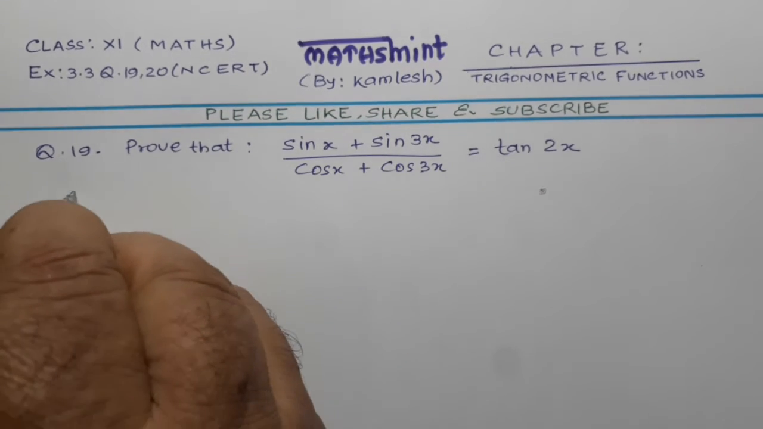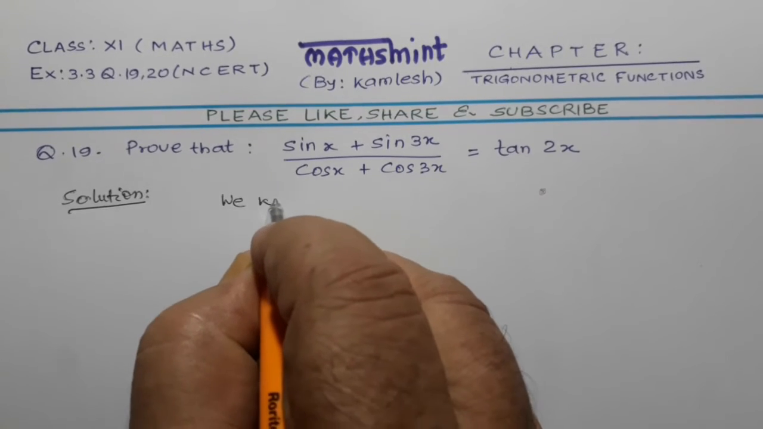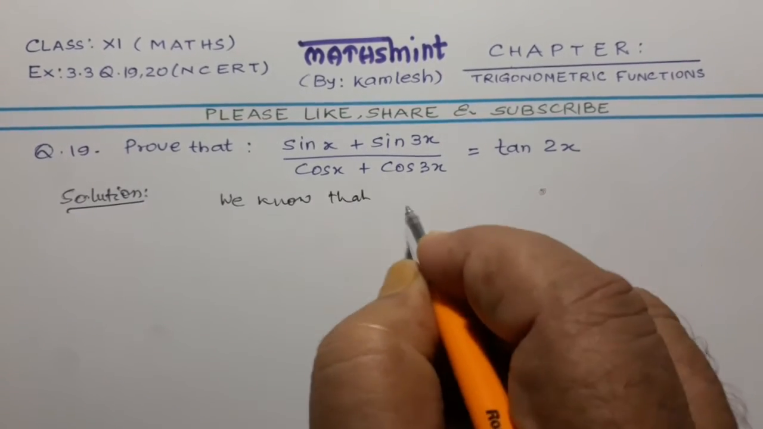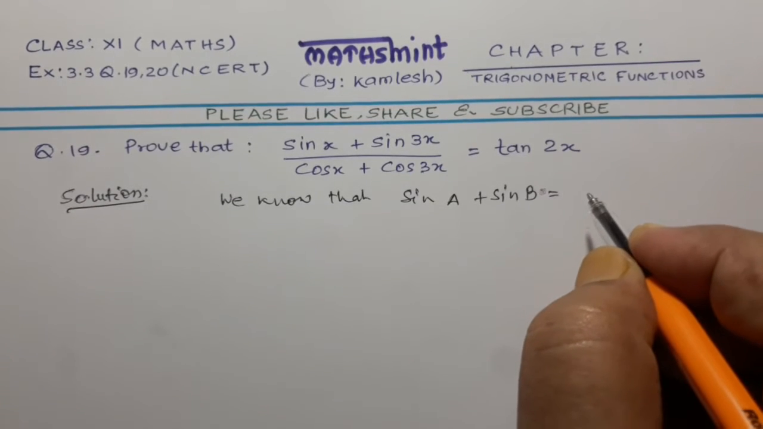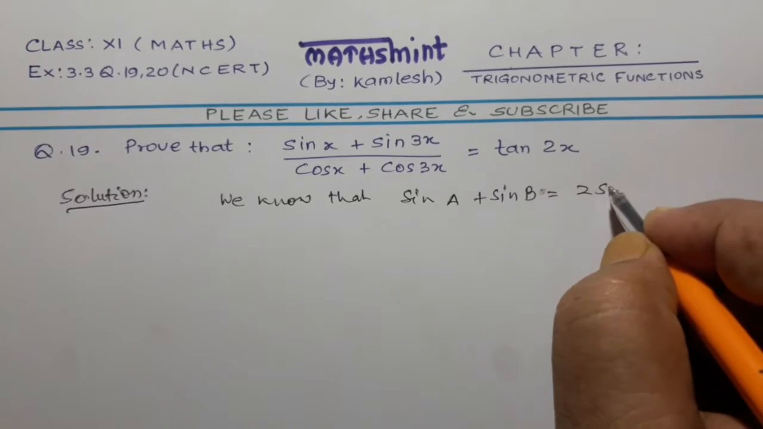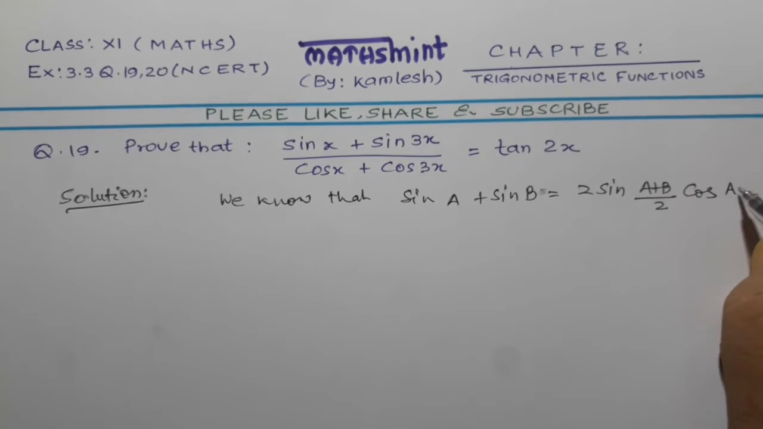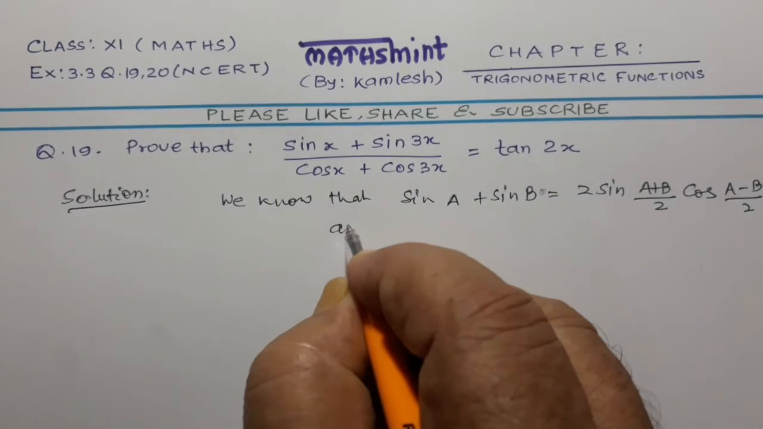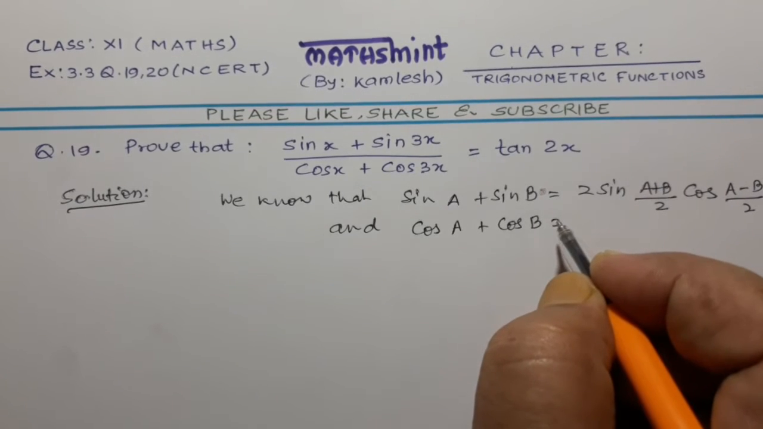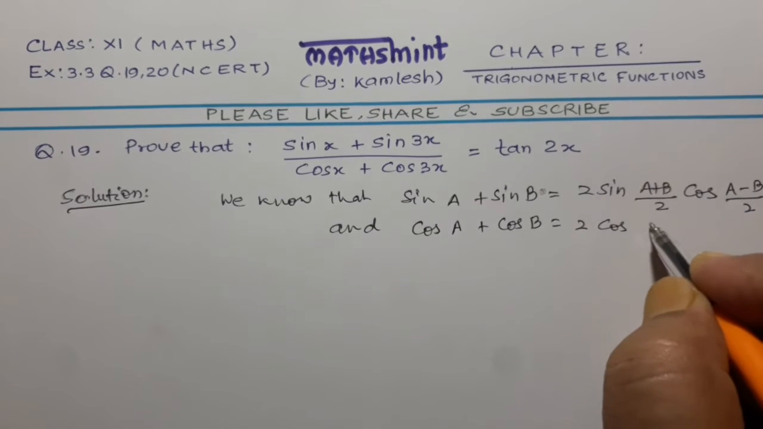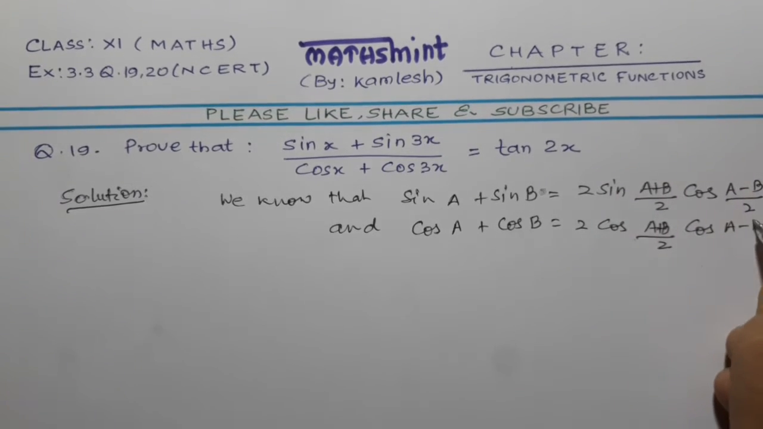So we know that, solution, we know that sin A plus sin B equal to 2 sin (A plus B) by 2 into cos (A minus B) by 2 and cos A plus cos B equals to 2 cos (A plus B) by 2 into cos (A minus B) by 2.